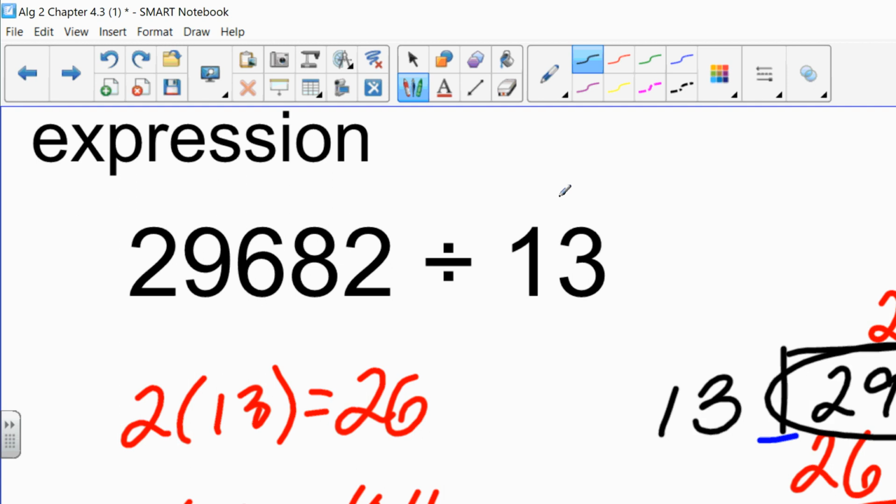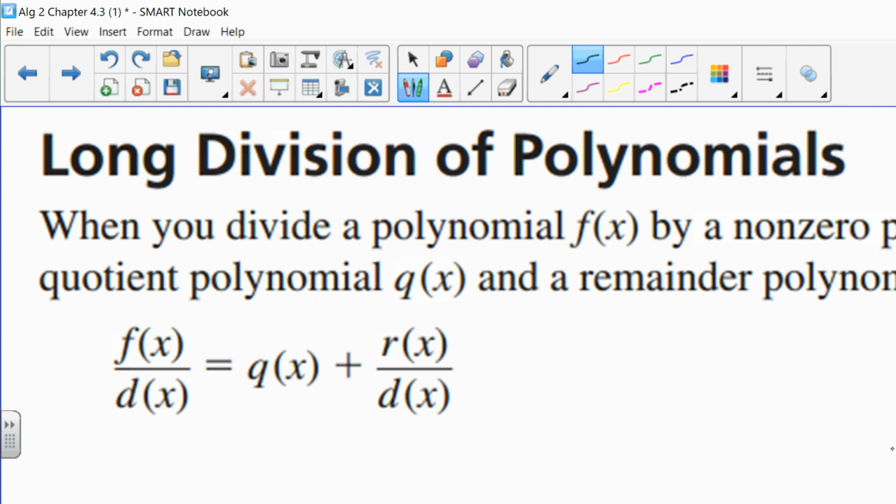And we're going to do a very similar thing with polynomials. Now, you don't have to write this down. When you divide a polynomial function f of x by a non-zero polynomial divisor d of x, you get a quotient polynomial q of x and a remainder polynomial r of x. So when we divide two polynomial functions, we will get a quotient with a remainder over the divisor.